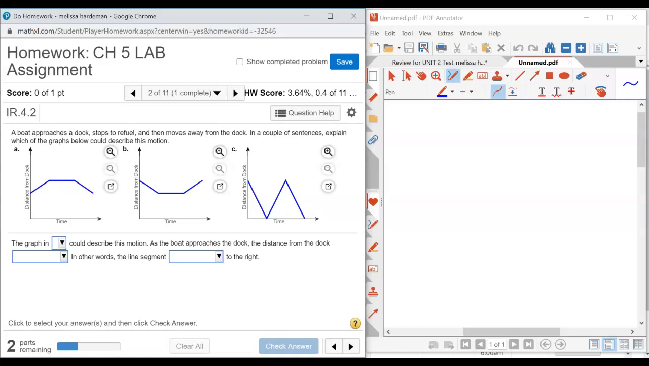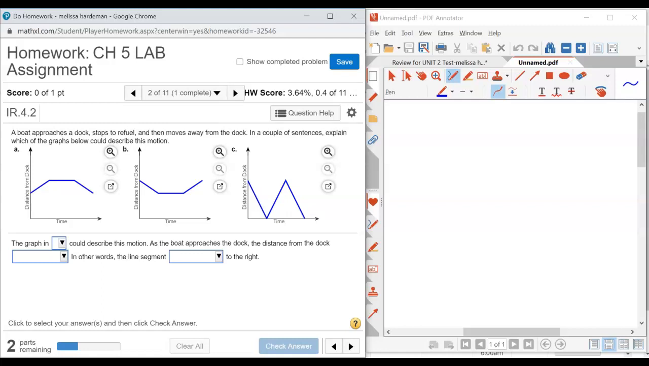So let's think of this graph. The horizontal axis is time, and the vertical axis is the distance from the dock. So if I am approaching the dock, is my distance from the dock increasing, or is my distance from the dock decreasing? I think my distance from the dock would be decreasing because I'm approaching it.